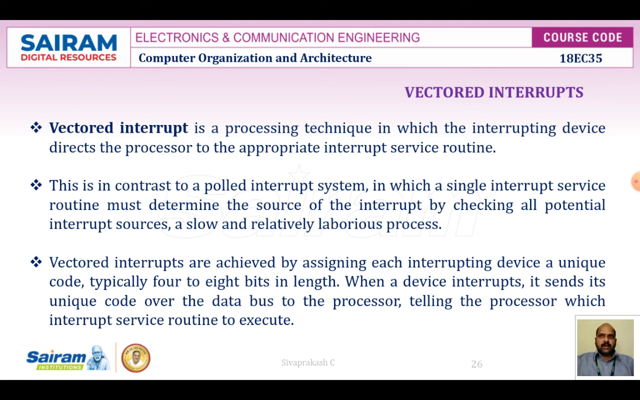The processor then loads the interrupt vector into the program counter and executes the appropriate interrupt service routine, ISR. When the processor is ready to receive an interrupt vector code, it activates the interrupt acknowledgement line. Then the IO device responds by sending its interrupt vector code and turning off the INTR signal. The interrupt vector also includes a value for the processor status register. In such a way, it accepts the interrupt and processes it.